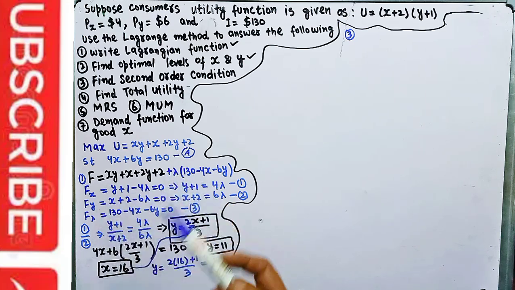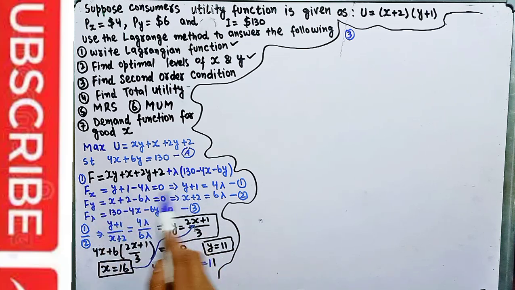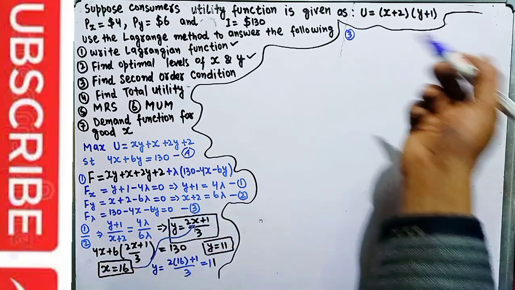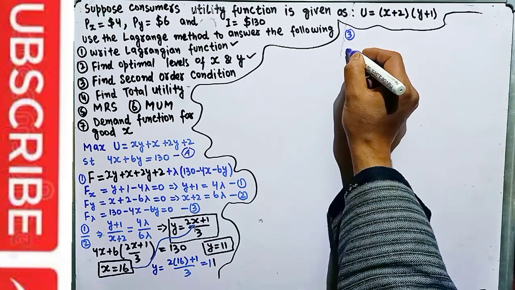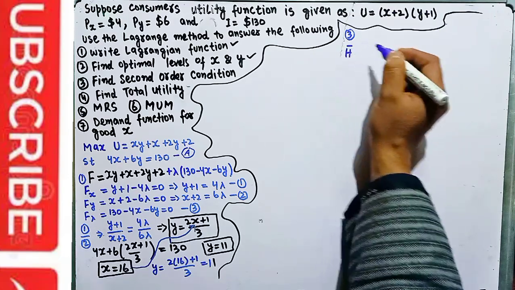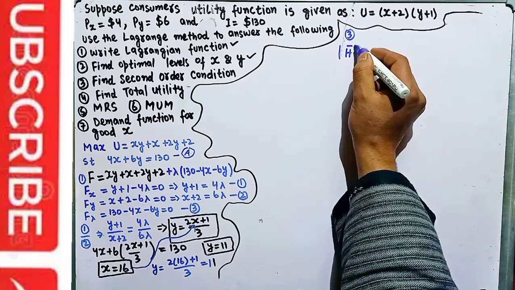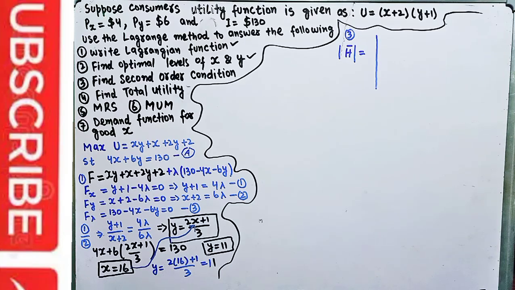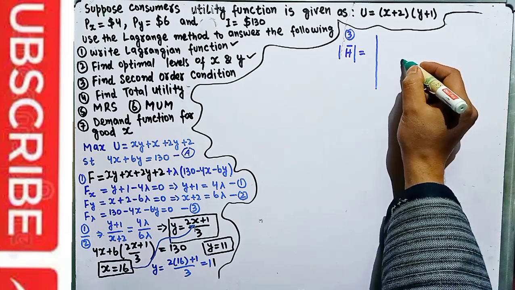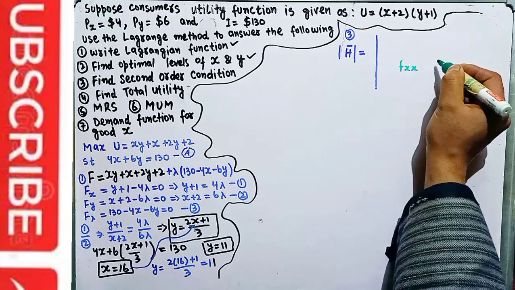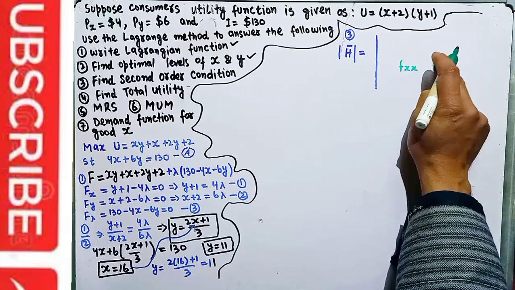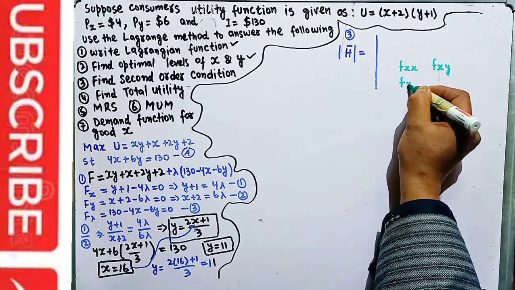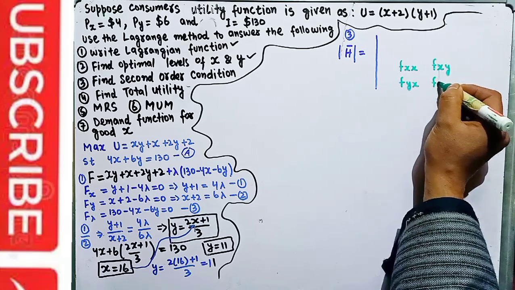Sorry, these are the first order derivatives. We take the second order derivatives of the Lagrangian function, and let me first construct it. So the bordered Hessian is given by H, the determinant of this bordered Hessian matrix. Let me write it here and I will explain it. We write f of x, f of y, f of xx, f of xy, f of yx, and f of yy.